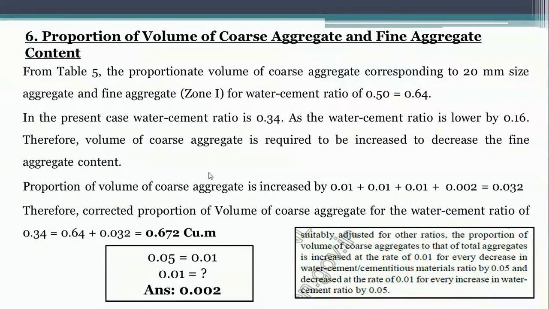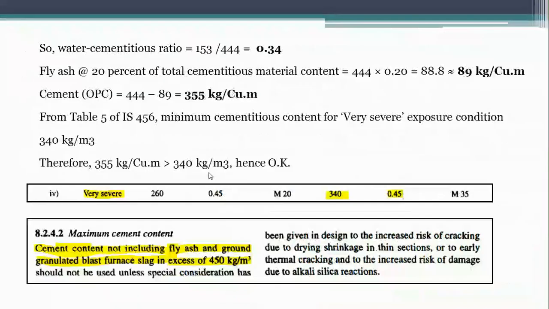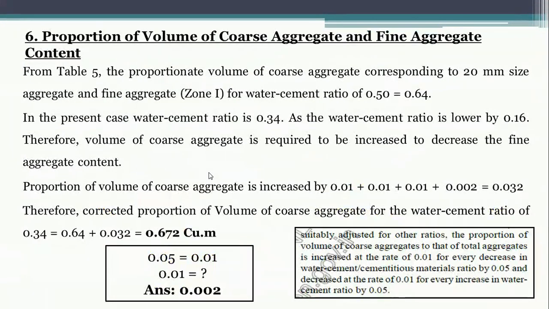Whatever we found in the third step as 0.38, we have to neglect it because we have increased the percentage of cementitious content. When you increase that, we have a new water cement ratio of 0.34. So in our present case the water cement ratio is 0.34. Compared to the benchmark of 0.5, our water cement ratio is decreased by 0.16.